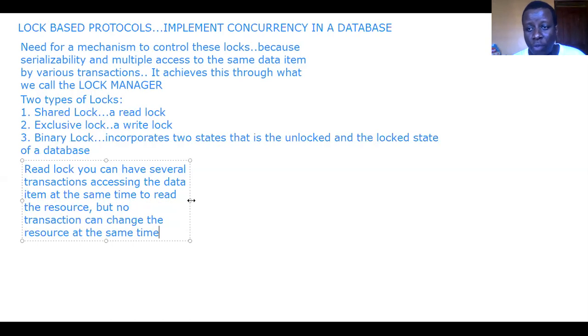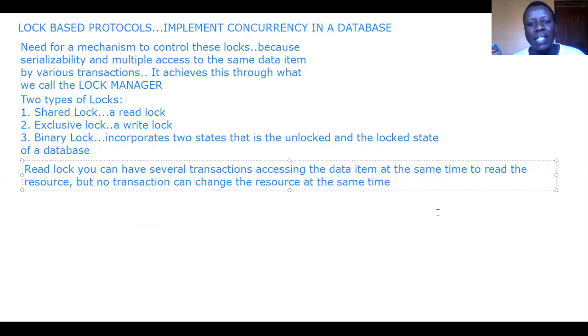So you have to remember that with a read lock, you can read anything that is in there. Like for example, right now, if I was to give you a read lock, everyone could access the materials and do anything with them at that time, but you cannot edit at the same time. So that's a read lock.